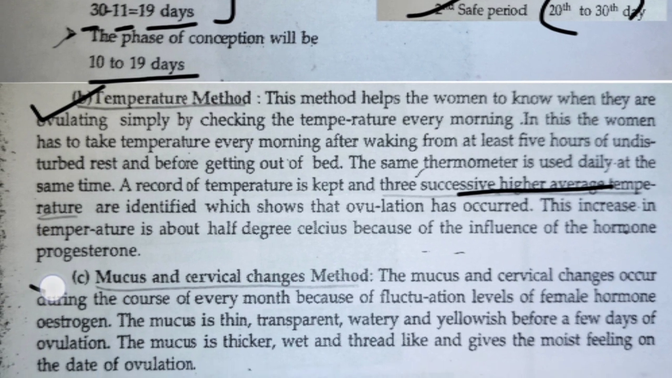Next, the cervical mucus change method. In this method, generally there will be a white discharge or a jelly-like discharge which indicates the ovulation period. If the discharge is very light and watery, then in the next 2 or 3 days, ovulation will occur. If the discharge is thick, thread-like or cloth-like in structure, then ovulation is going on. You should not have sex. These are the biological methods.